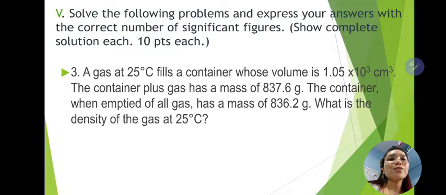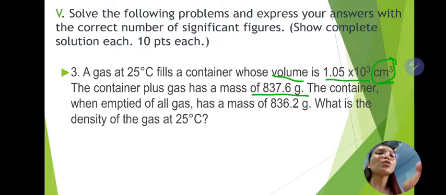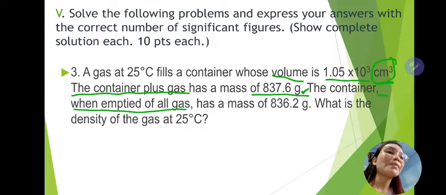Okay, so next we have the problem. A gas at 25 degrees Celsius fills a container whose volume is 1.5 times 10 to the third power cubic centimeters. So, volume niya, centimeter cube yung unit. The container plus the gas has a mass of 837.6 grams. So, kasama yung container dito sa weight na to. The container, when emptied of all the gas, has a mass of 836.2 grams.